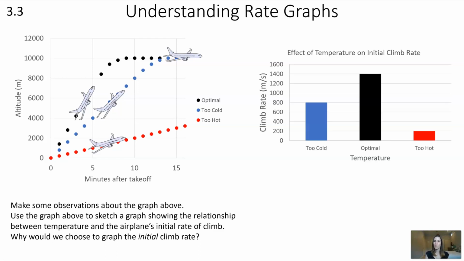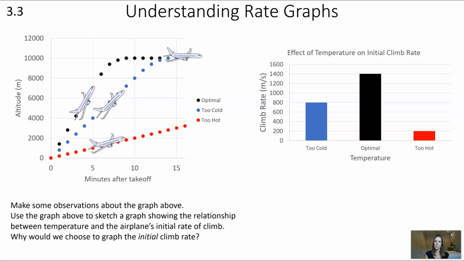So if we look at the graph on the right, we can see the effect of temperature on initial climb rate. And you'll notice that the optimal temperature has the highest climb rate, and we can measure that in meters per second. Too cold has a slightly lower climb rate, and too hot has a much slower climb rate. We can understand this conceptually if we look at those planes towards the beginning of their takeoff, if they have very different slopes, right? So if you're in the plane that is too hot, it's rising very slowly, whereas if your plane is too cold, it's rising pretty quickly, but still not as quickly as a plane that is at that optimal temperature.